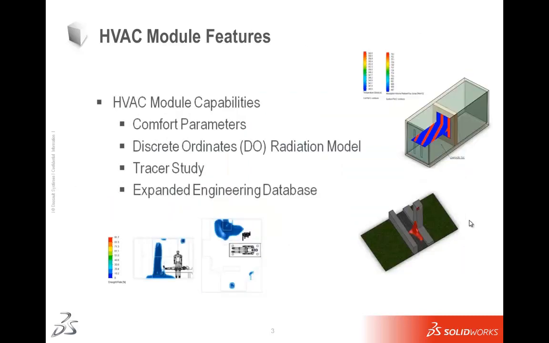That being said, they have a bunch of features that really help you get a more accurate result with your flow simulation. The HVAC module includes things like comfort parameters, the discrete ordinates or DO radiation model, enhanced tracer studies, and an expanded engineering database. Today we're going to be talking about the comfort parameters section of the HVAC module. Stay tuned for later webinars where we'll also discuss the discrete ordinates radiation model.